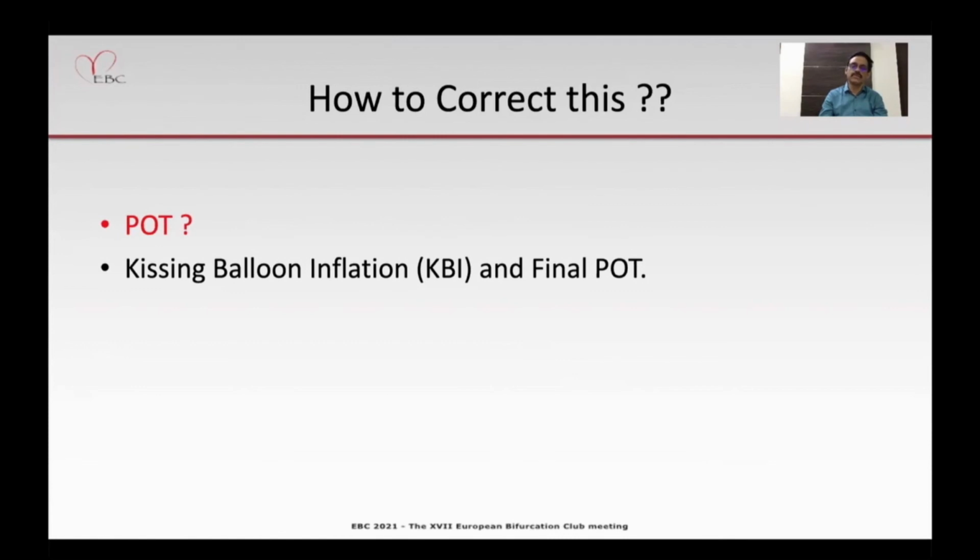The other option is to do a kissing balloon inflation followed by a final POT. The kissing balloon inflation will correct the malapposition in the proximal LAD, and the kissing balloons will be selected according to the diameters of LAD and LCX. So there is no shifting of any carina, and the carina will be kept in the center of the bifurcation by kissing. So the flow divider will be in the center, as well as the malapposition corrected by the kissing balloon. The procedure will be completed by a final POT in the more proximal location in the left main.